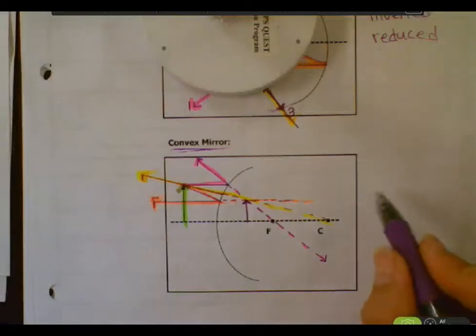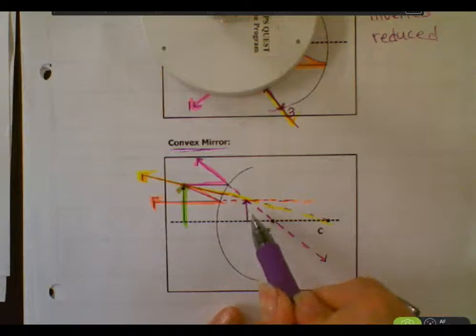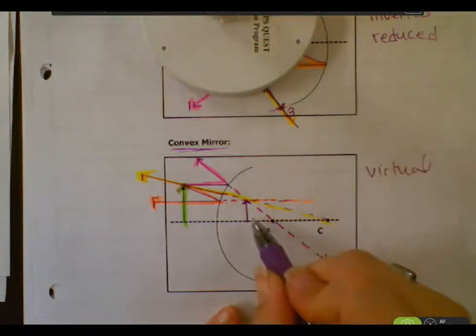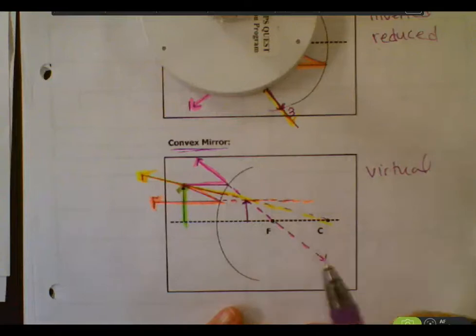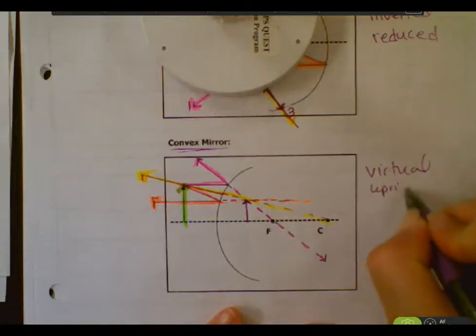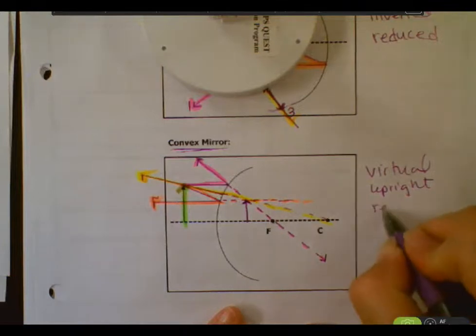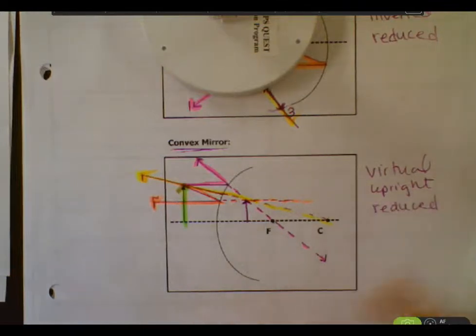Okay, so the properties for this one, is it virtual or real? Virtual. Virtual. Is it inverted or upright? Upright. Is it reduced or enlarged? Reduced. Okay, now flip the page and let's practice some together.